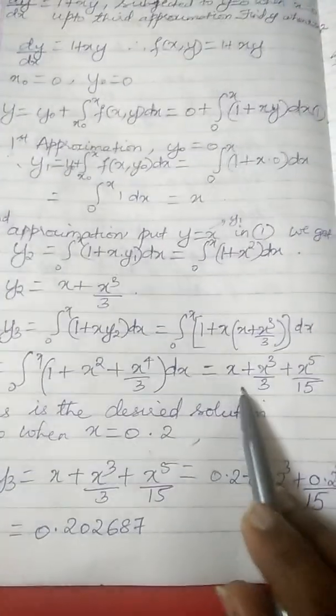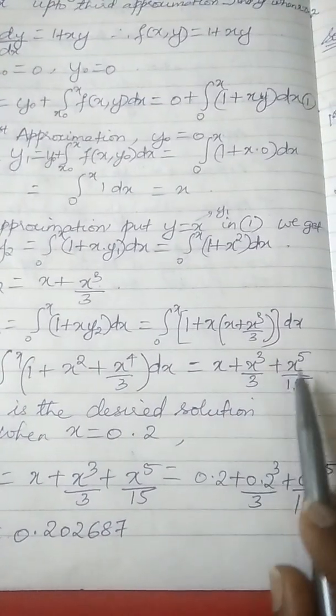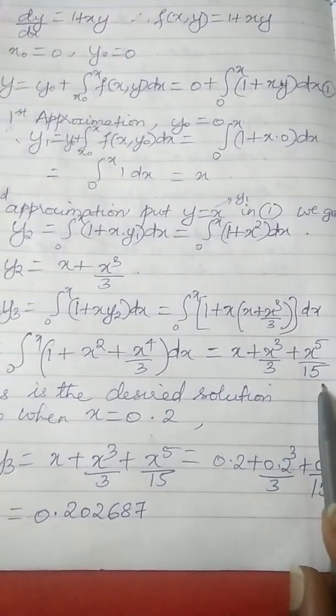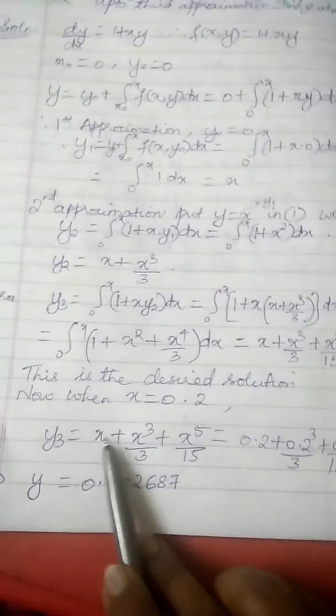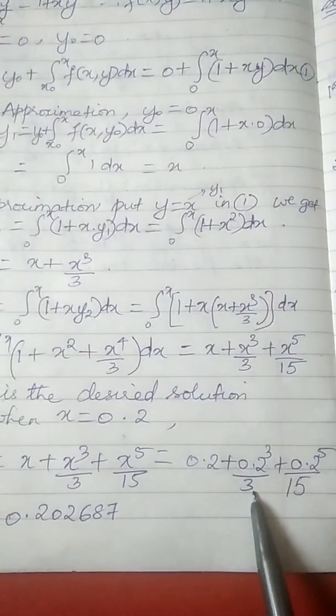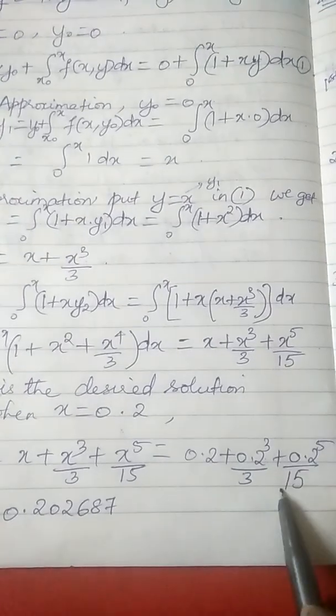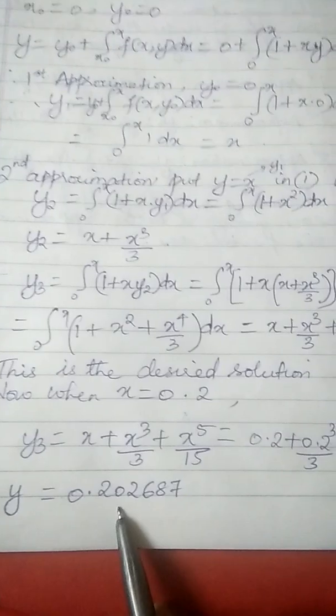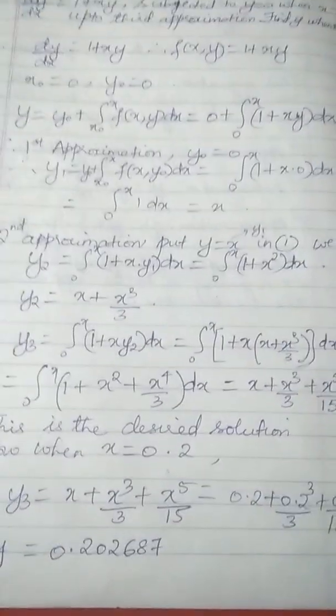Hence in y3, which is x plus x cubed by 3 plus x power 5 by 15, substitute for x equal to 0.2. That will give us 0.2 plus 0.2 cubed by 3 plus 0.2 power 5 by 15. And calculating, y will be equal to 0.202687. Now let us see another problem.